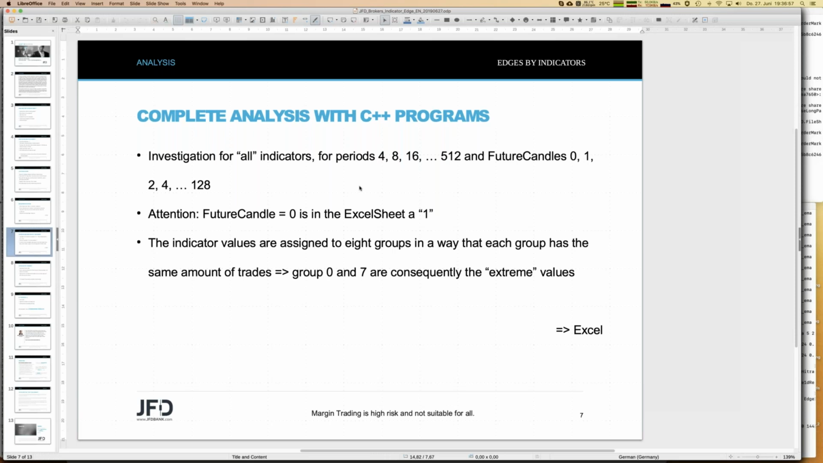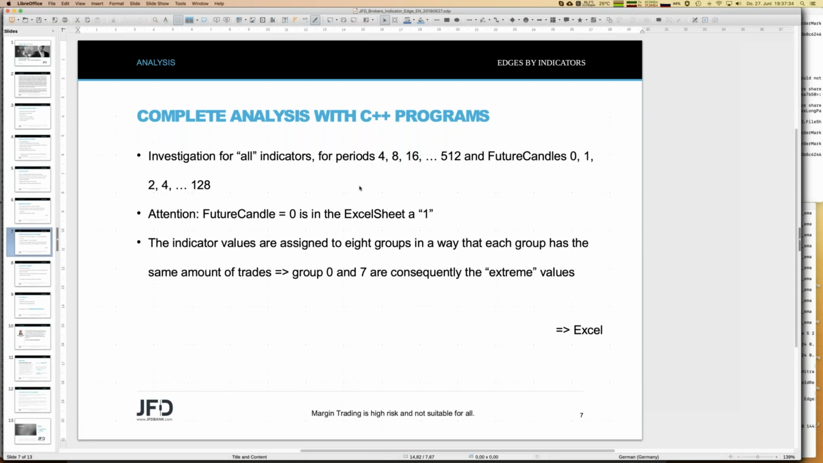I did it a little bit different. I have asked myself, hey, I want to have 8 groups, and the border values should be in a way that every group contains the same amount of trades. So they are equally distributed. Nevertheless, I call them later group 0 up to group 7. And the group 0 would be always at the lower end, and 7 would be the one at the upper end. So the extreme values.